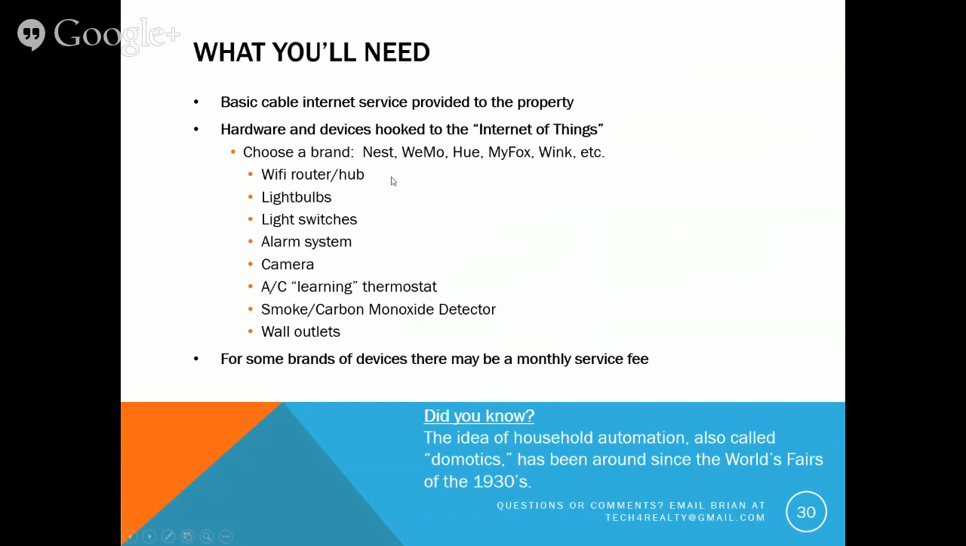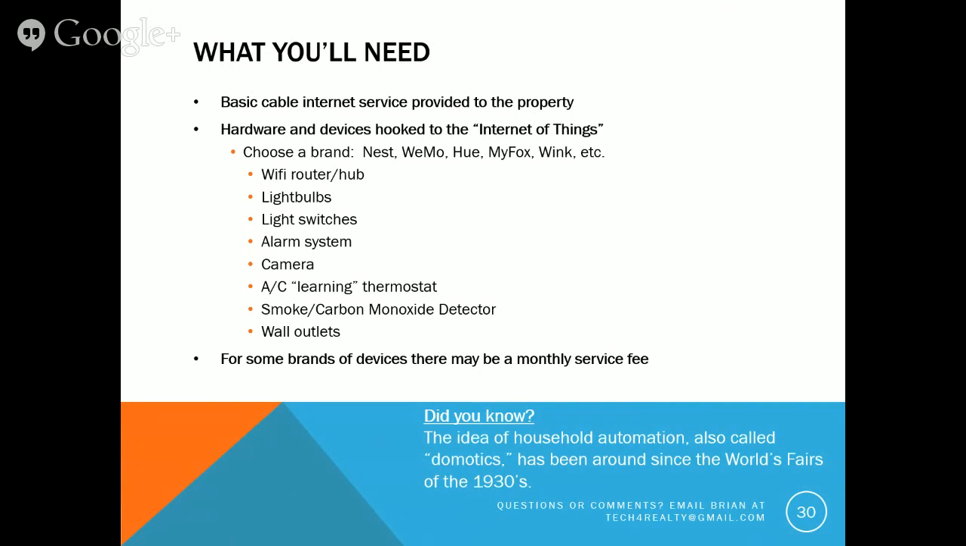And then you want to purchase the hardware that's according to your needs. You'll need a Wi-Fi router or hub to be able to communicate with these devices. You can buy light bulbs that you can turn on and off remotely, light switches, alarm systems, cameras. The Nest has a learning thermostat, as well as other learning devices, detectors, even wall outlets. If you want to turn on your charger before you get home, you can do that remotely, maybe for some appliance, so you have it there ready to go.